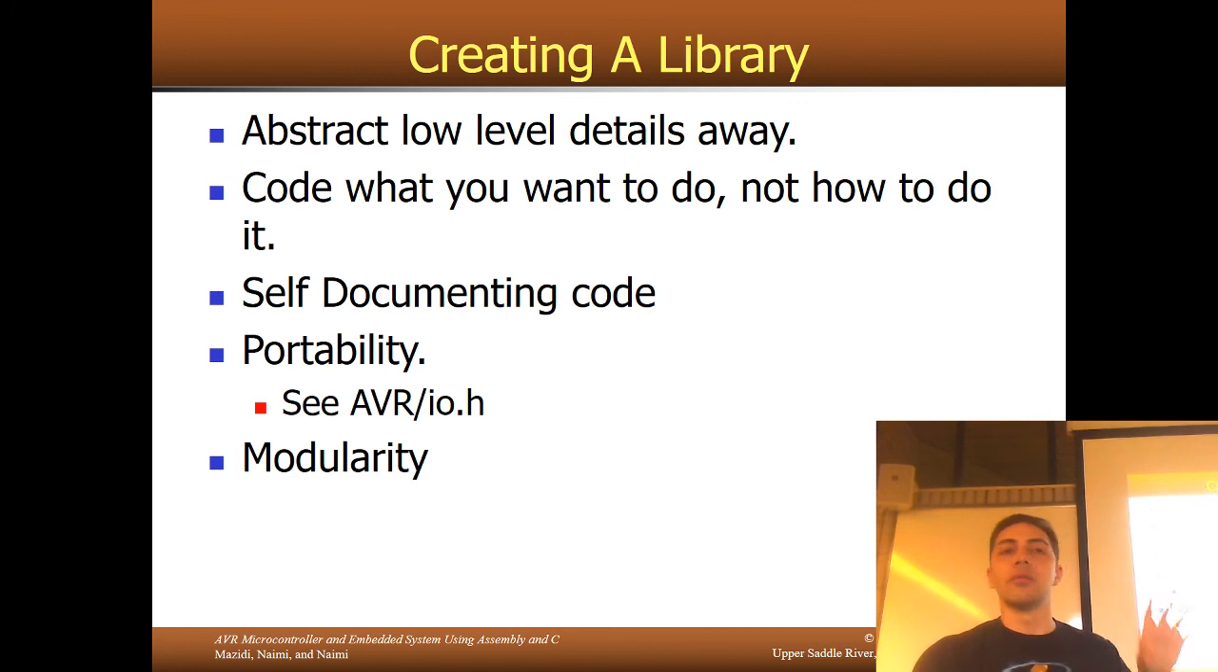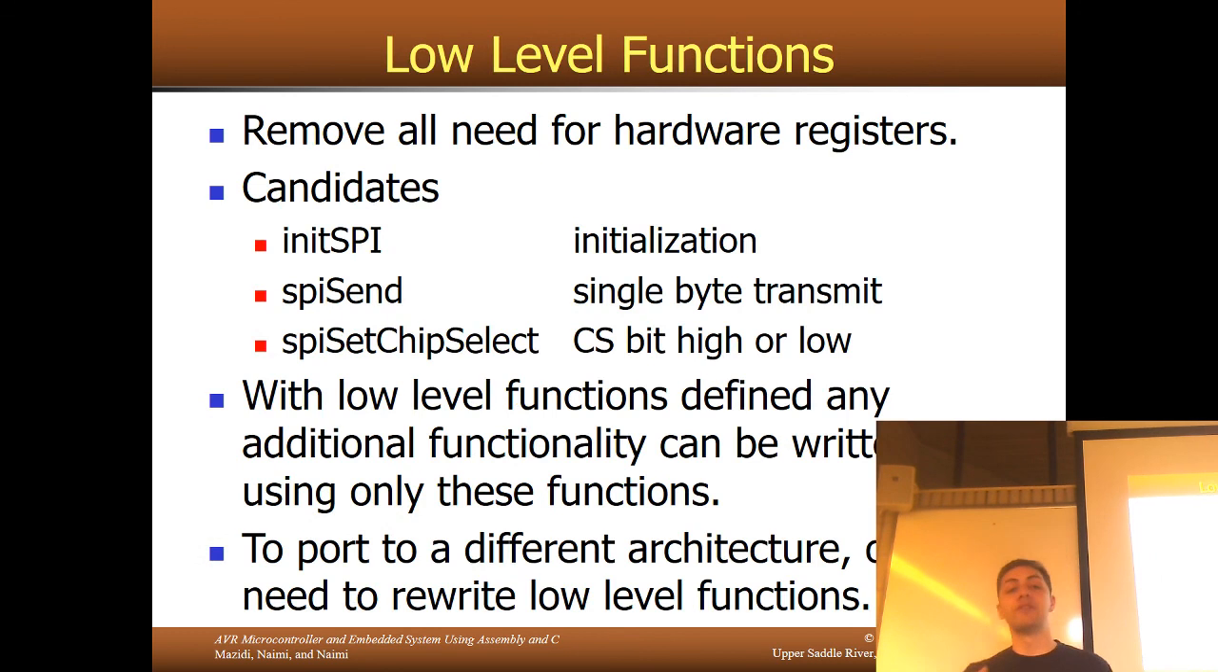Okay. So the first step in creating a library, we're going to go through these steps, is low-level functions. The idea here is that you don't see any I/O registers after these functions. You should be able to do everything you want just with low-level functions. So here are my candidates. I'm trying to write a library for the MAX 7221. It's an SPI device, so I've got three functions. One is initialize SPI. That takes care of writing to my prescaler bits, my polarity bits, all that good stuff.